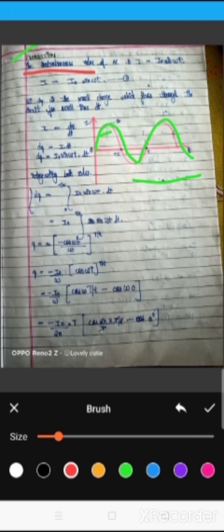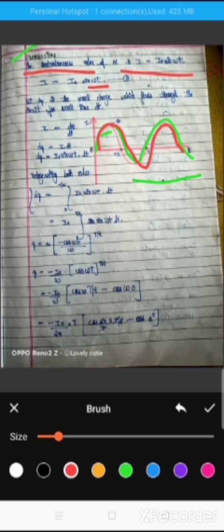The instantaneous value of AC is I equal to I naught sine omega t. So here we got our first equation, that is I equal to I naught sine omega t. Now why sine omega t? Because it is in the form of waves, and sine 0 degree is there, it means it changes its angle, so it's sine omega t.